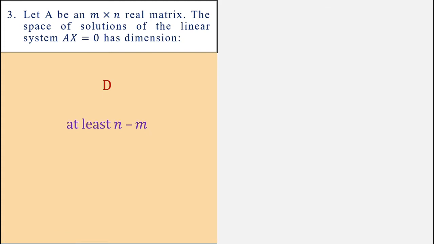We know the rank nullity theorem for matrices. Rank plus nullity of a matrix is equal to the number of columns of that matrix. Here the number of columns of A is n, so we get rank of A plus nullity of A is equal to n. Again, we know that the rank of a matrix is nothing but the number of non-zero rows in its row echelon form. So the rank of a matrix cannot exceed the number of rows of that matrix. So rank of A is less than or equal to m.